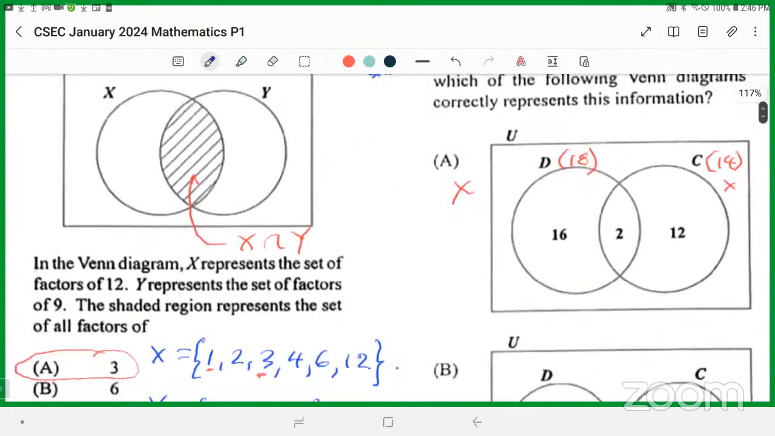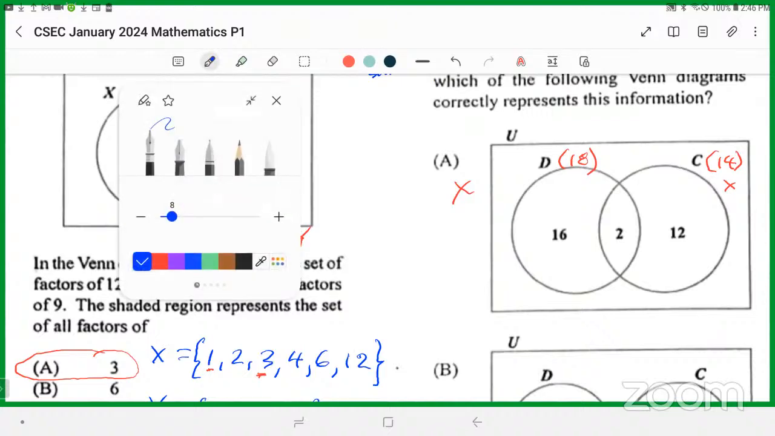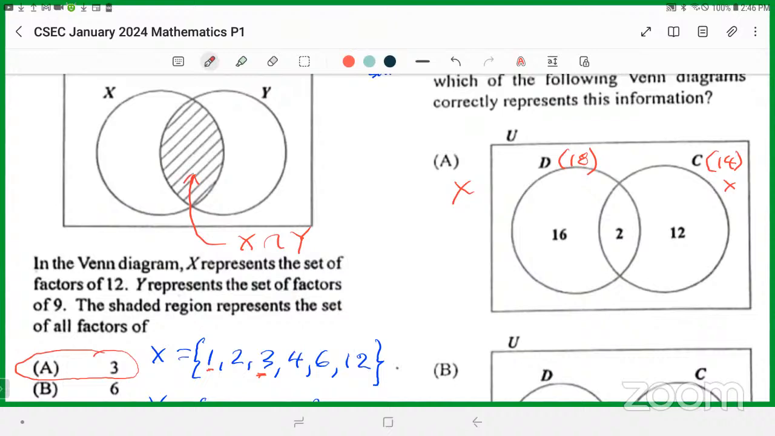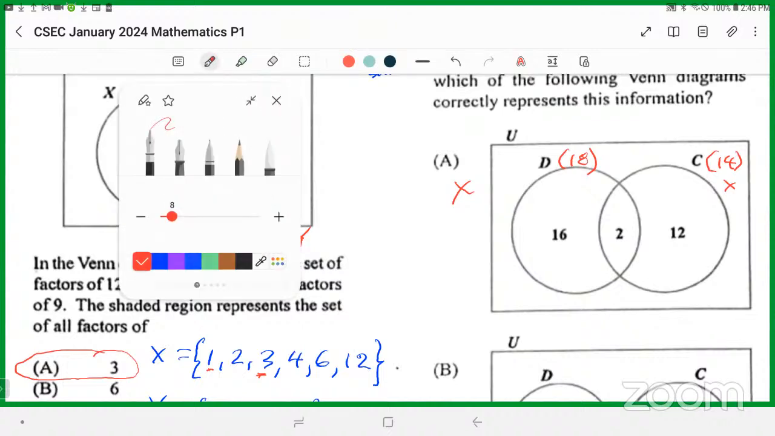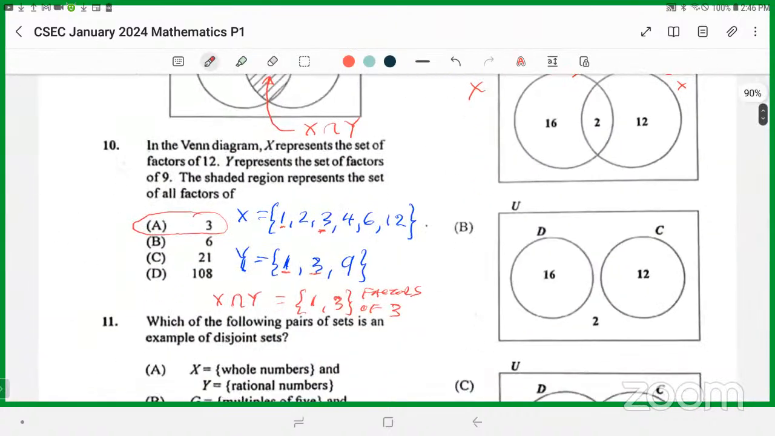We're using a process of elimination just in case they change the wording on the question. You will know how to proceed. You will know how to eliminate until you narrow it down to the correct one. All right, so come back here now. This one doesn't make any sense because these are now disjoint sets.